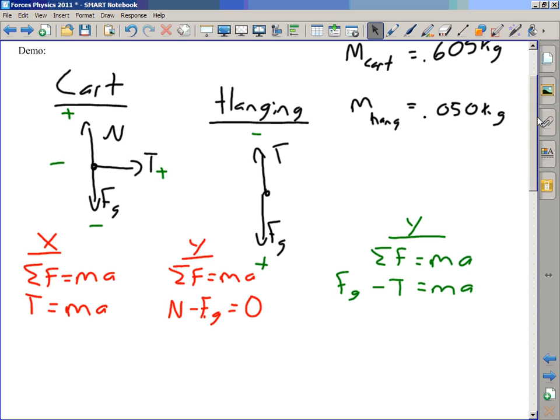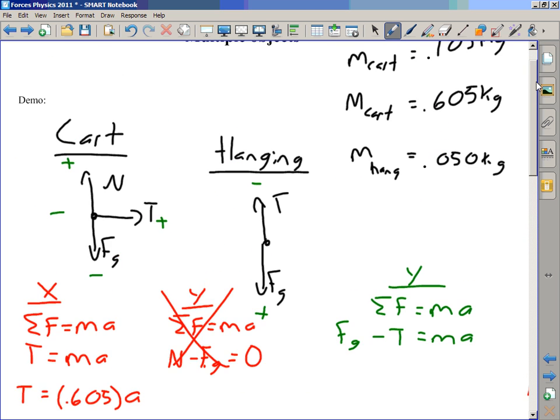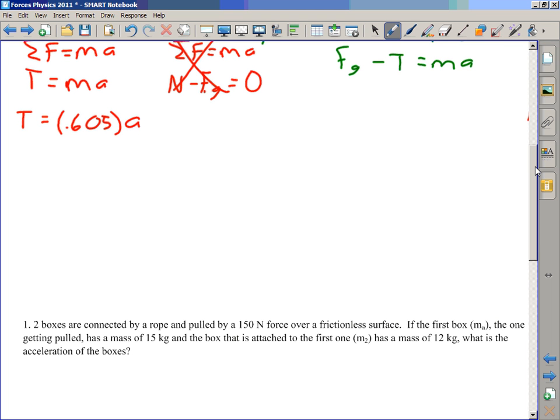All right, let's start plugging in things that we know and try to solve for this acceleration. Over here, I don't even have to worry about the y-axis. We already said that because there's no friction, not worried about it. Tension equals the mass of the cart, which was 0.065. Sorry. Did I speak and write it right? Okay. Over here for the hanging mass, force of gravity, mg, minus T, equals ma.